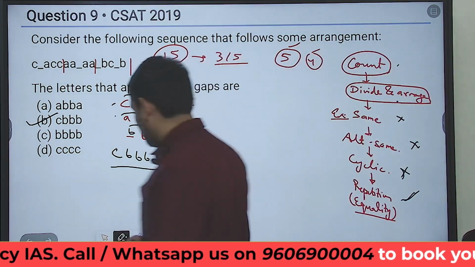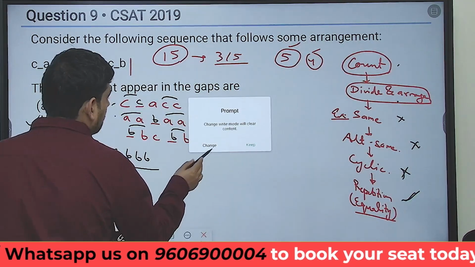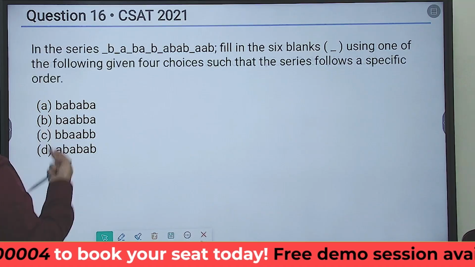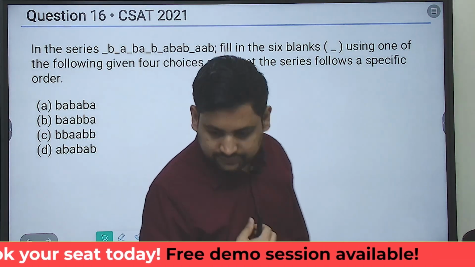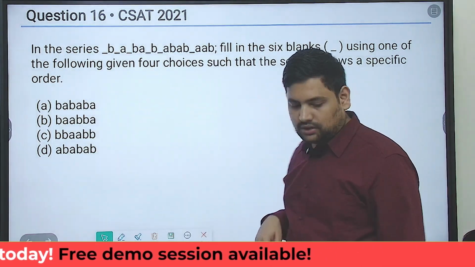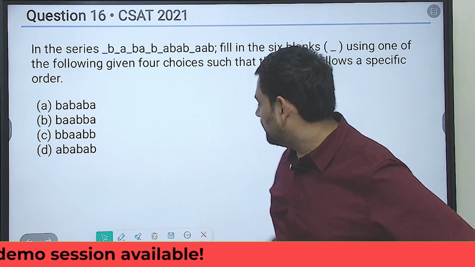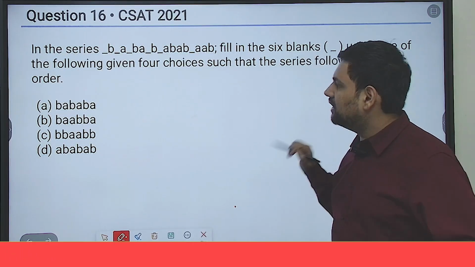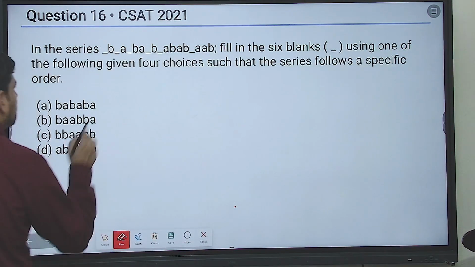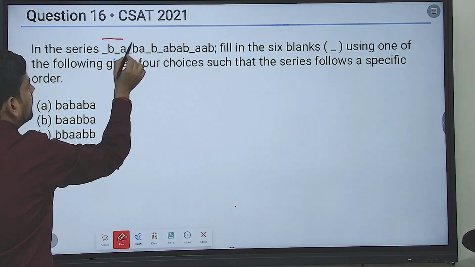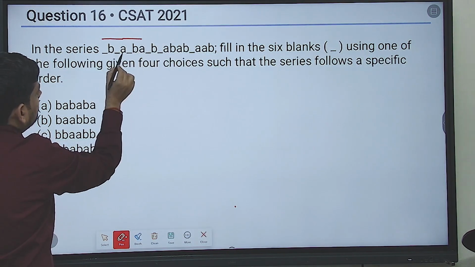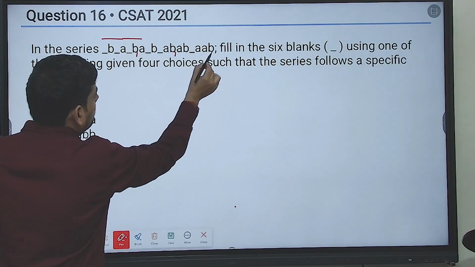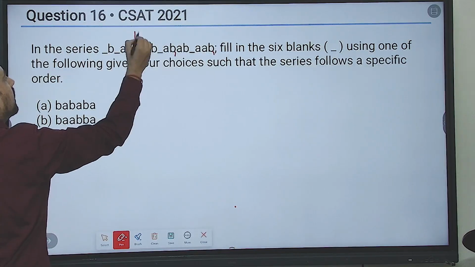Okay, then next is this. So what is this question? It says fill in the 6 blanks. Now first thing, we count the number of letters. So this is 1 2 3 4 5 6, then 1 2 3 4 5 6, then 1 2 3 4 5 6. Okay, so there are a total of 18 letters.